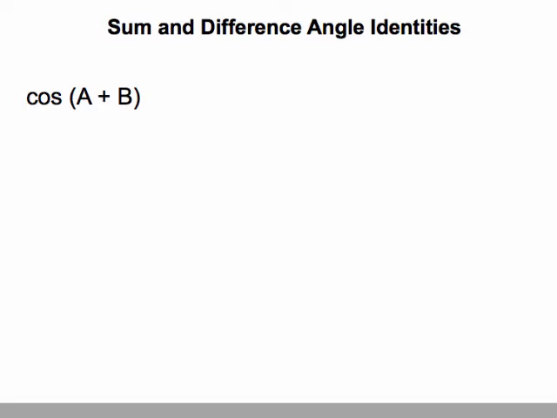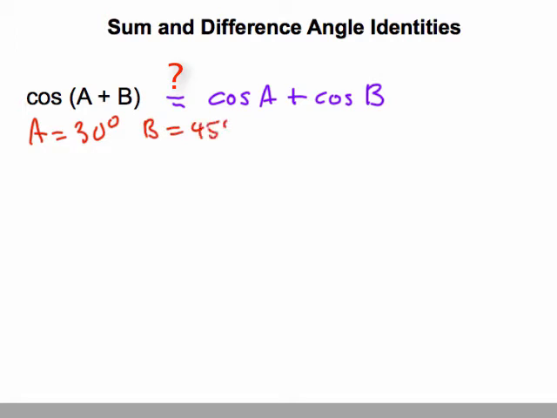Now you would likely think, just by looking at this, that perhaps this was equivalent to the cosine of A plus the cosine of B. That would be a logical guess. So let's see if that's true or not. And of course we can always verify whether something's true or not just by taking a numerical example. So let's take an angle of 30 degrees for A and 45 degrees for B and substitute.